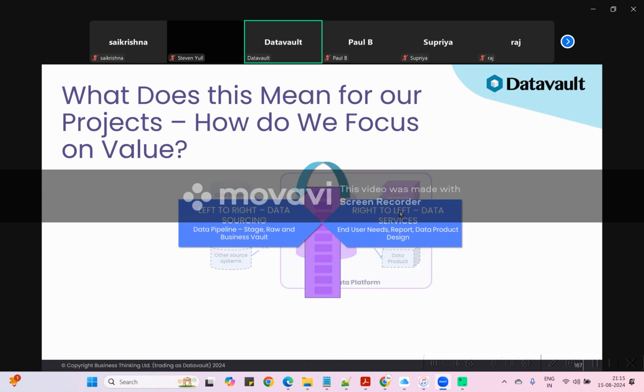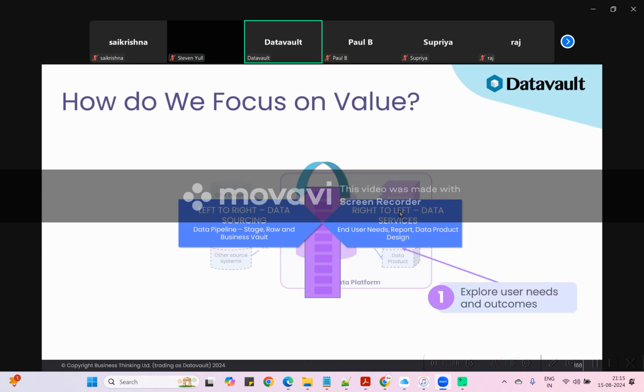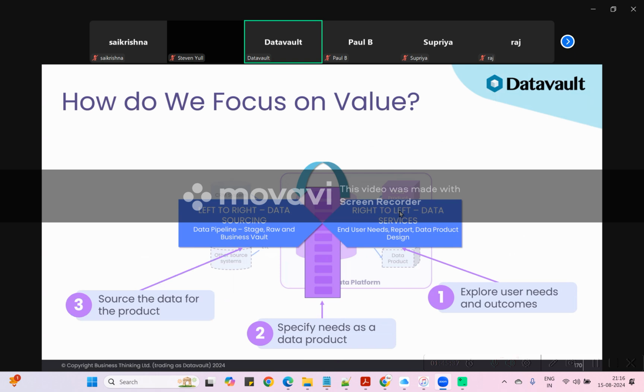So the process basically goes like this. We talk to our users about what they need. We design a data product that meets those needs. We then source the data to feed that product. And finally, as the Data Vault architecture does, the whole thing fits together as we assemble it because of the way the database is designed.